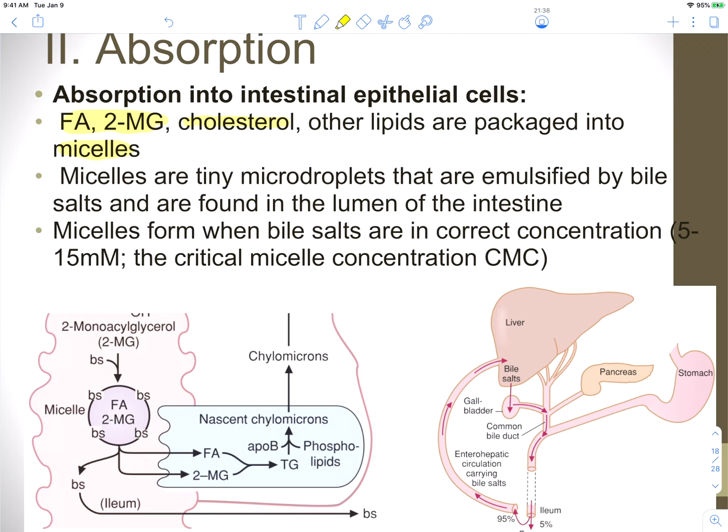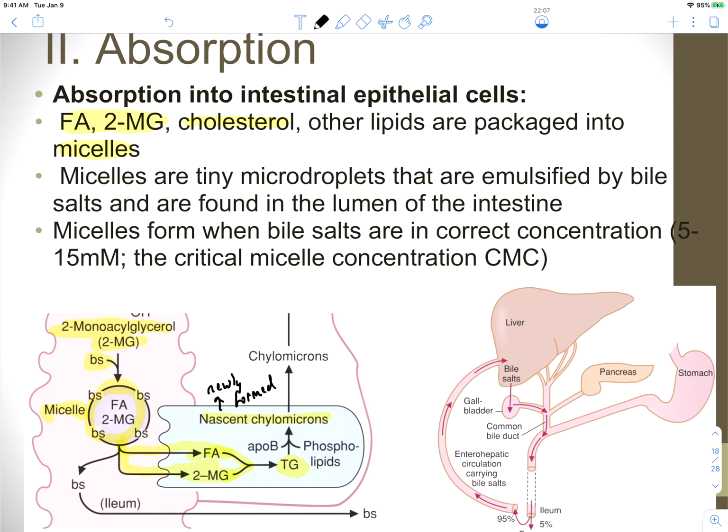And basically all this is showing you is you have your 2-monoacylglycerols, you have your bile salts, you get emulsification in your micelle. Your micelle will release your fatty acids that will get picked up. Your micelle will release your 2-monoacylglycerols. They will come together and reform your triacylglycerols. They will get packaged into what we call nascent chylomicrons. Nascent just means newly formed.